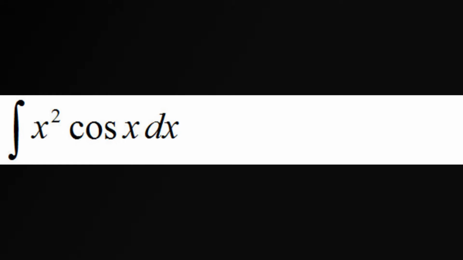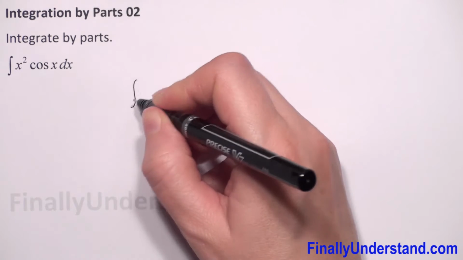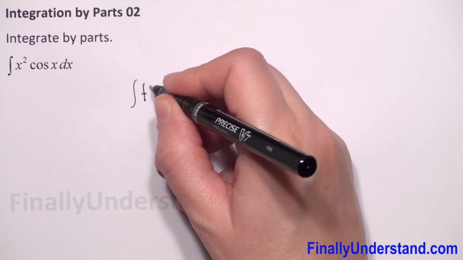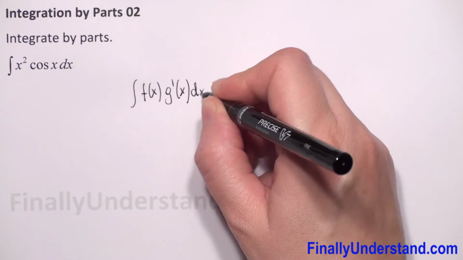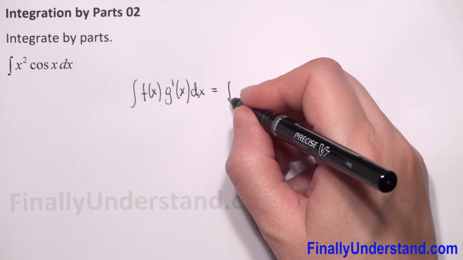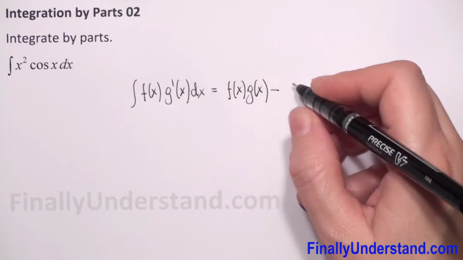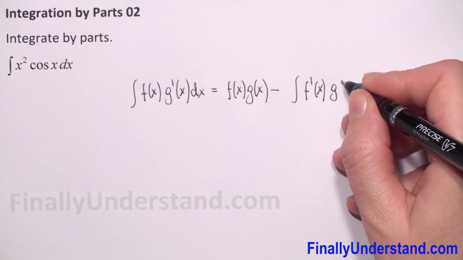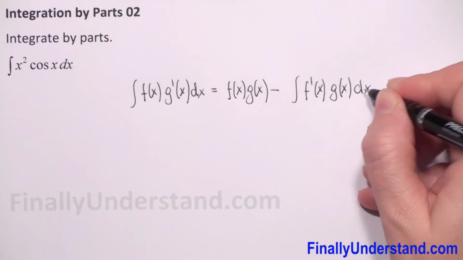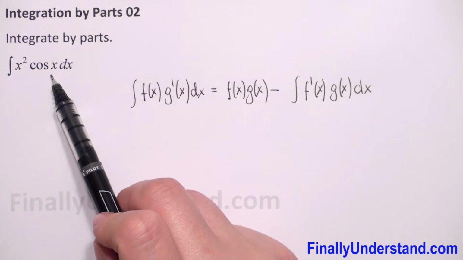We need to integrate by parts. So first, we have to write the formula for integration by parts. When we have the integral of the product f of x times g prime of x with respect to x, this is equal to f of x times g of x minus the integral of f prime of x times g of x with respect to x. In our example, we have the integral of x squared times cosine of x.